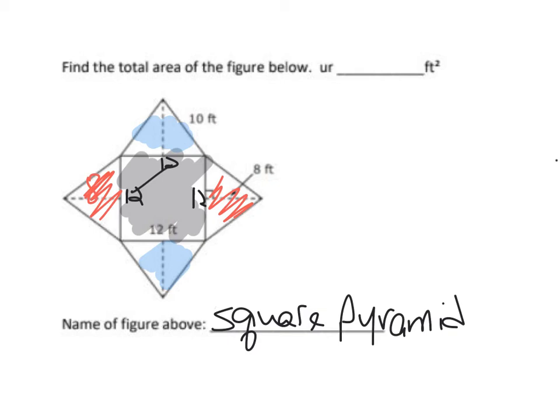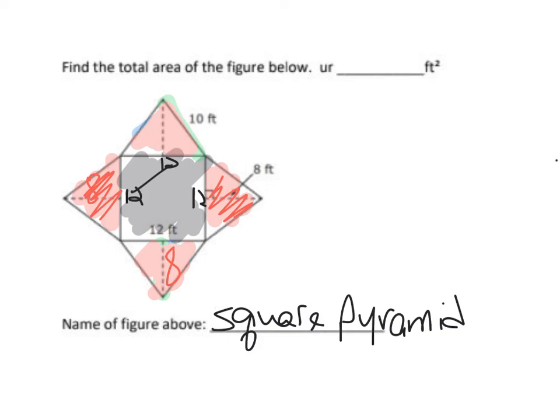No, it's not 10. Actually, the 10 is this part. So that means these are also what? They're going to be 8. And it makes sense because if the bases are the same measurements, then the triangles should be the same measurements. But don't always fall for that. So let's go ahead and do that. So that means all of these are congruent.